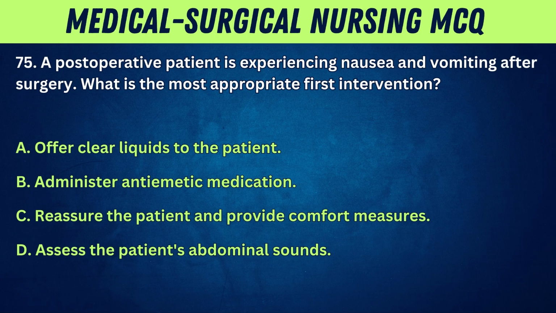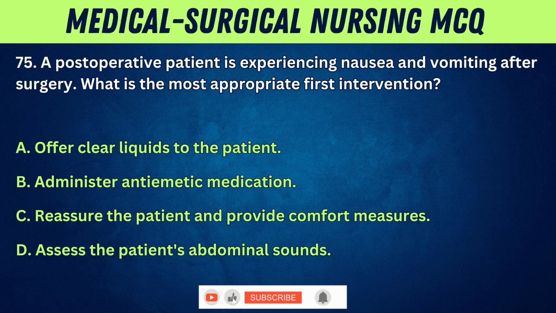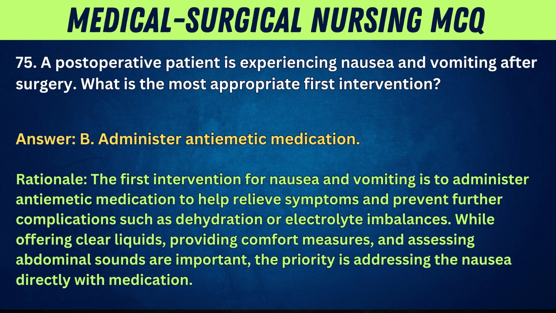75. A postoperative patient is experiencing nausea and vomiting after surgery. What is the most appropriate first intervention? A. Offer clear liquids to the patient. B. Administer antiemetic medication. C. Reassure the patient and provide comfort measures. D. Assess the patient's abdominal sounds. Answer: B. Administer antiemetic medication.